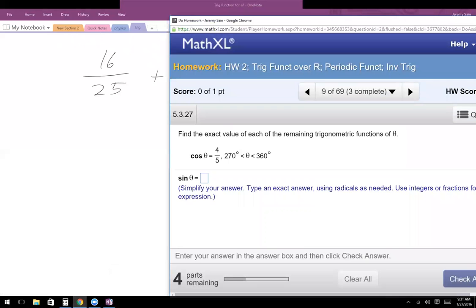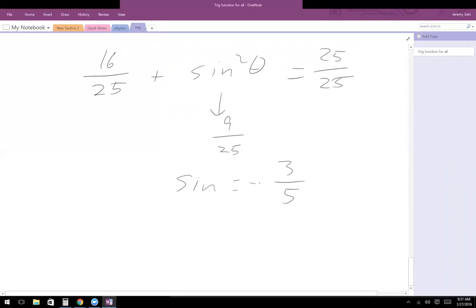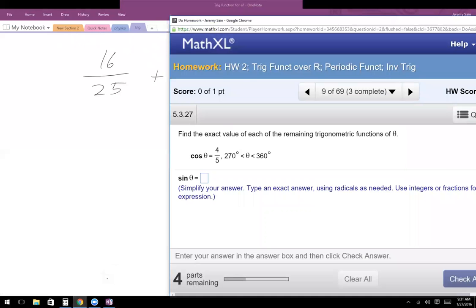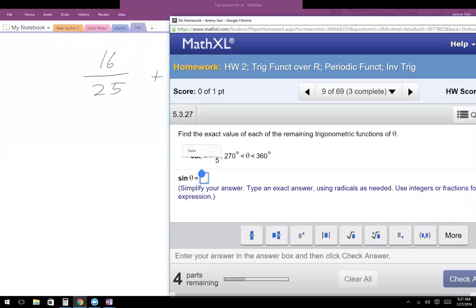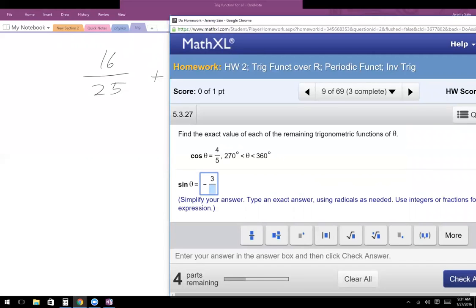If I'm between 270 and 360, what quadrant am I in? I'm in quadrant 4. Yeah, sine is y, so the y is negative. So this is negative 3/5. All right. Cool. So going back, sine we decided was negative 3/5.